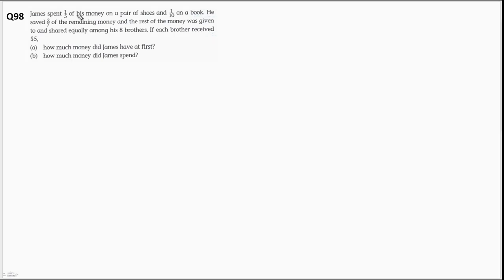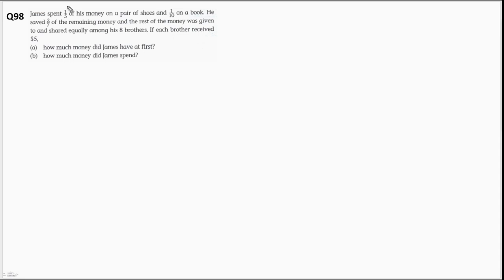James spent 1/5 of his money on a pair of shoes and 1/10 on a book. He saved 2/7 of the remaining money, and the rest of the money was given to and shared equally among his 8 brothers. If each brother received $5, we're asked how much money did James have at first and how much money did James spend?